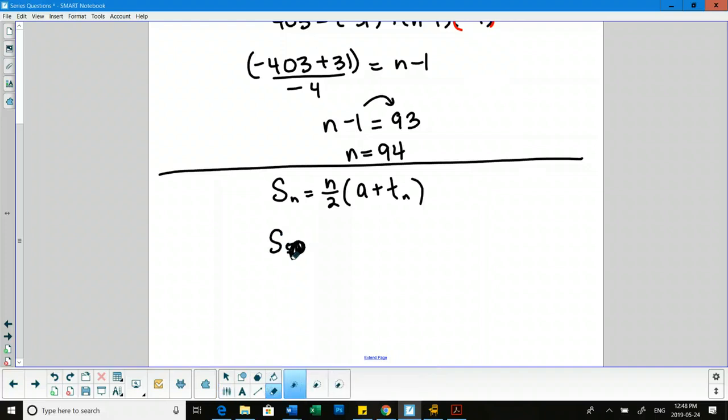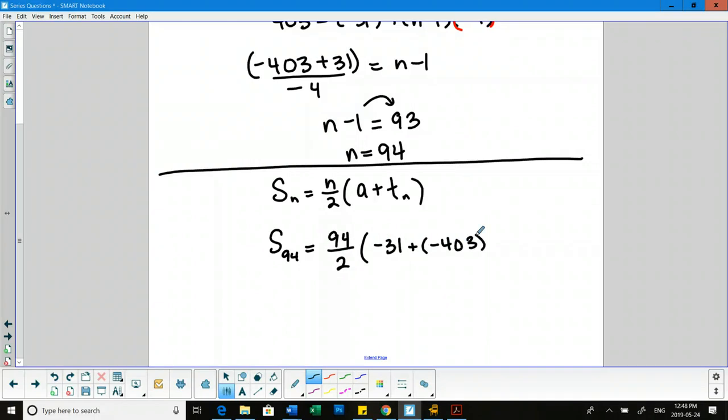Sorry, I'm thinking about the last question now. So sum of 94 terms, I'm plugging in 94 for all my n's. The first term was negative 31, and the last term was negative 403. And then we're just going to calculate. So again, if you maybe need to calculate piece by piece, this will be 47 times negative 31 minus 403, so negative 434. And then you can multiply those together.